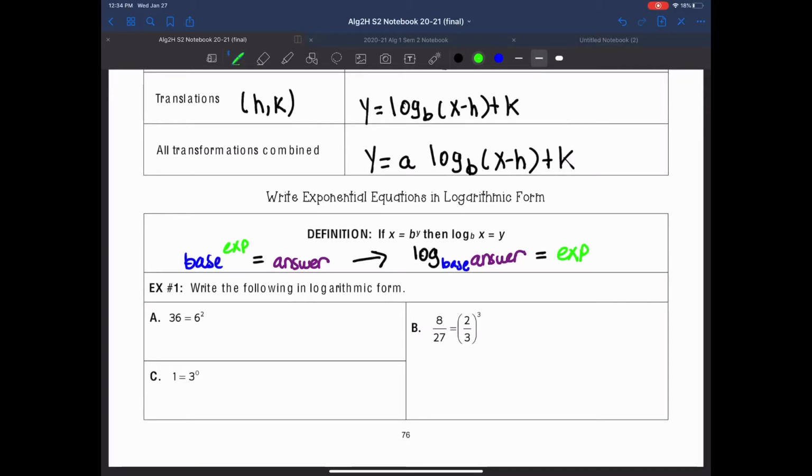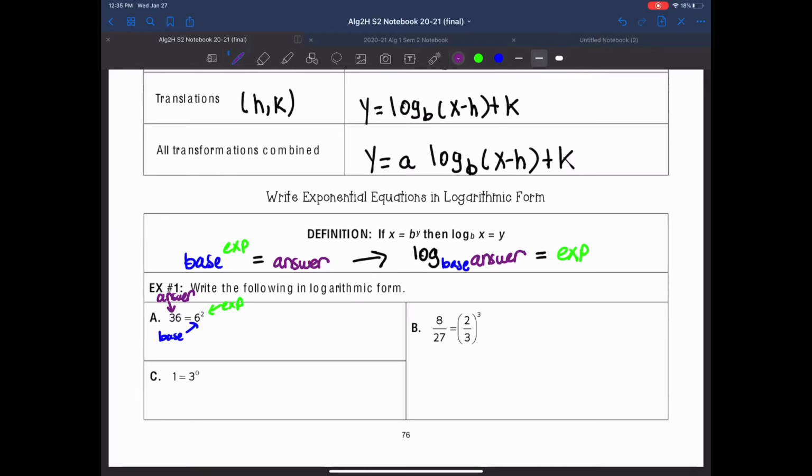So we are going to write the following exponents in logarithmic form. Example number 1, we have 36 is equal to 6 squared. Well, first of all, your base here is 6. So I'm going to say, okay, here's my base. My base is 6. My exponent is 2. And my answer, which I made purple up there, is 36. So now we're just going to plug it all into the appropriate spot.